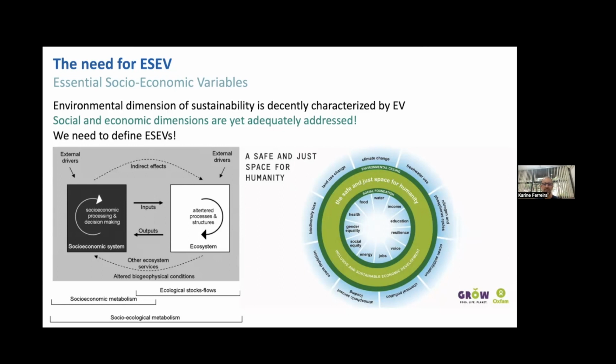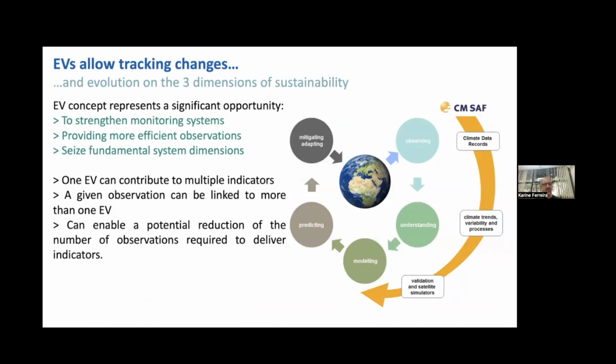So we need not only to characterize the environmental dimension, but also the social aspects and the economic aspect. So we are really pushing that concept now within the community, so that someone can at least launch the idea and try to define a first set of essential socio-economic variables. And if we succeed in that, then we will be able somehow to track the changes in the three pillars of sustainability.